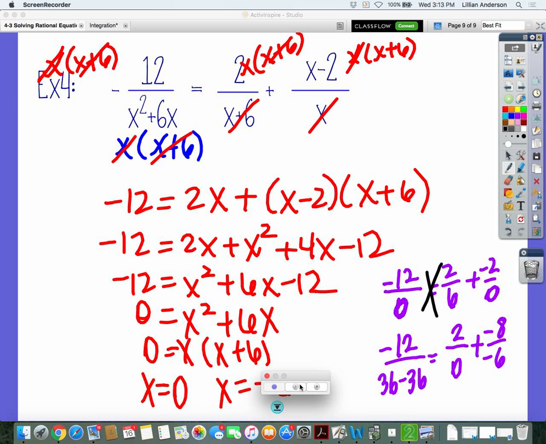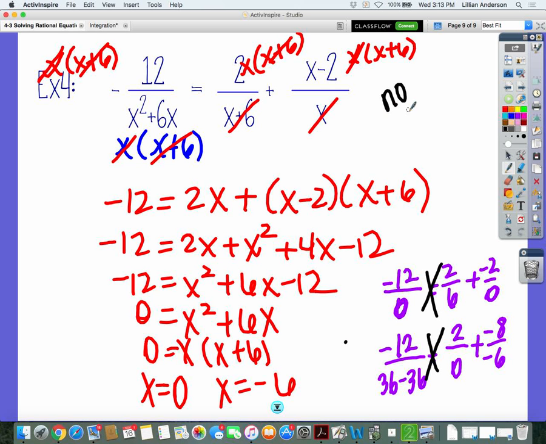Alright, so I had the announcement going on while I was trying to explain this last problem, but you should have had negative 12 equals 2x plus the binomials that you have to multiply. After you get everything on the same side, you end up with x equals 0 and x equals negative 6. But when you go to check them, did either one of them work? No. So when this happens, that means there is no solution.